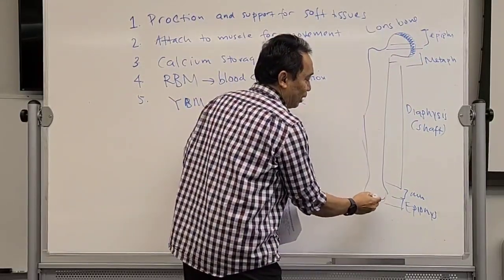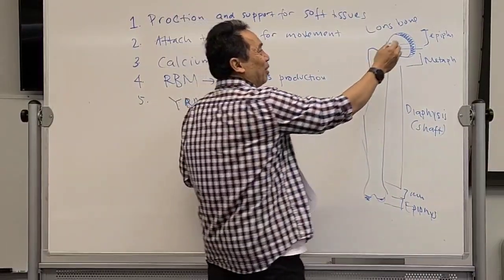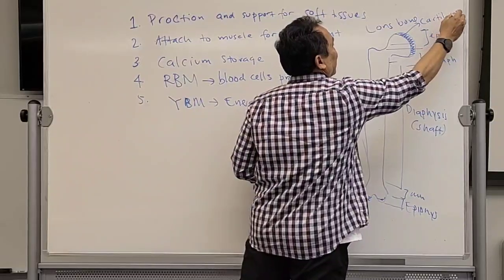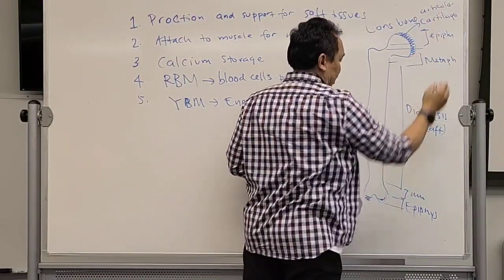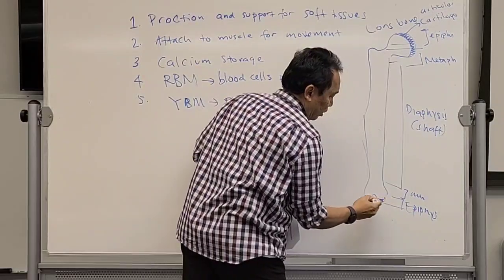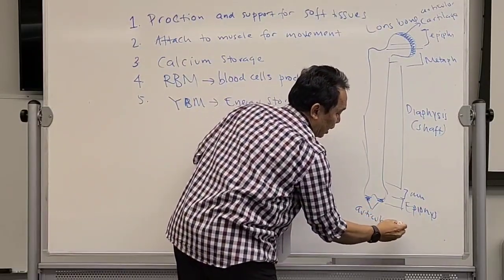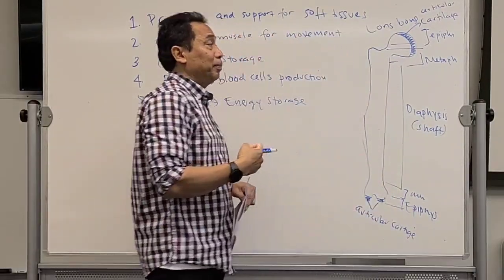Now this is also important that in the epiphysis, if your bone is still young, you are not really old yet, not 80 years old yet, the end of the epiphysis still has cartilage. It's called the articular cartilage. So this part over here is called the articular cartilage. This is used for joint.